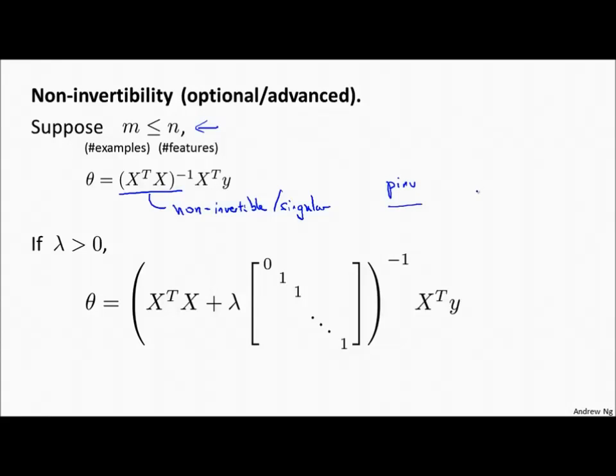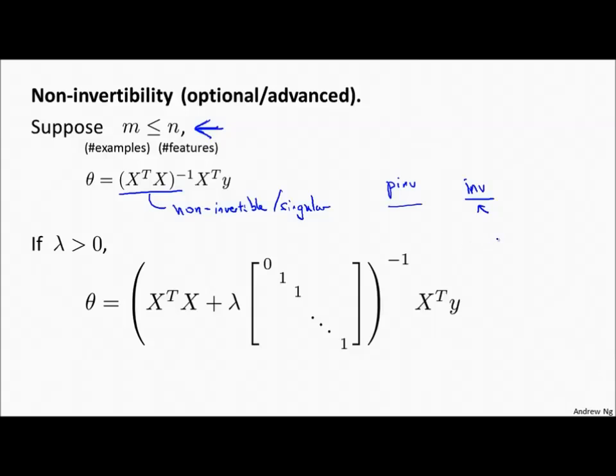But if you were doing this in a different language and taking just the regular inverse, which in Octave is denoted with the function inv, then in this setting you find that X transpose X is singular, non-invertible. If you're using some linear algebra library in a different programming language to try to take the inverse of this matrix, it just might not work because that matrix is non-invertible or singular.